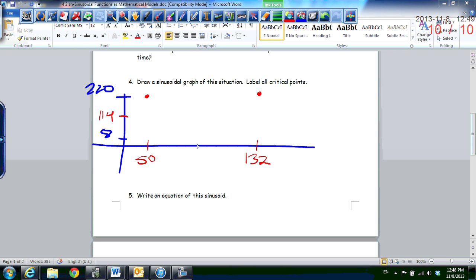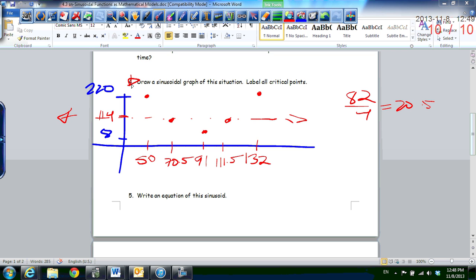So if we divide 82 by 4, I'm going to get 20.5. And so each little tick mark is going to be at 70.5, and then you're just adding 20.5 every time. And so my sinusoidal axis is at 114. So then my next point is at 70, 114, and then 91. There we go. So it looks like I got a little cosine graph. What do you know? Boom shakalaka.